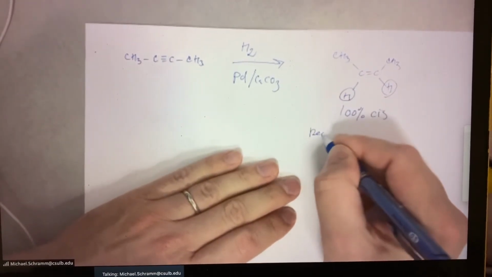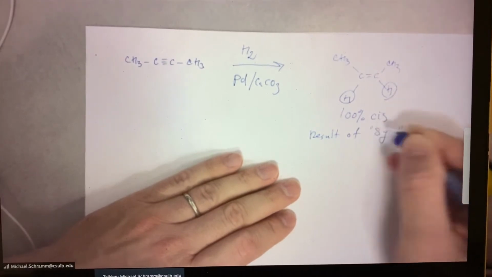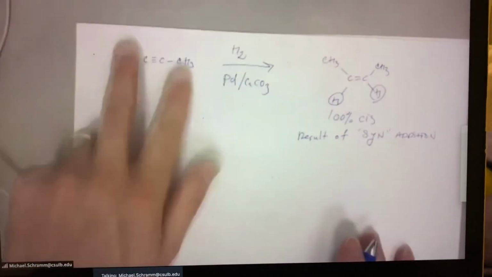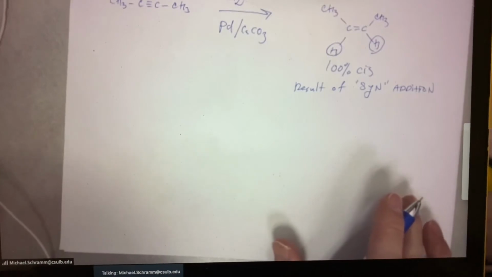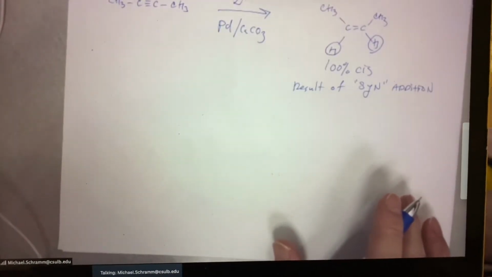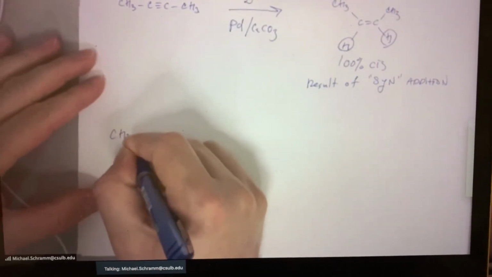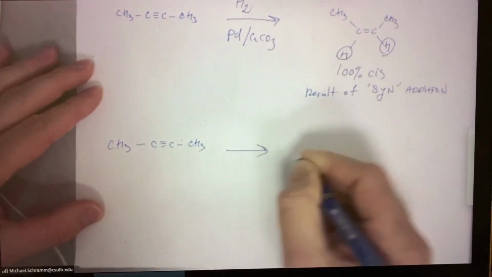This is the result of syn addition, where both groups that are coming on go on from the same side. We did actually draw this a little bit in our notes, but it's not really necessary for us to work out the mechanism of this sort of stuff. I'm not going to ask you about this. And there's one other alternative way to make the trans alkene.